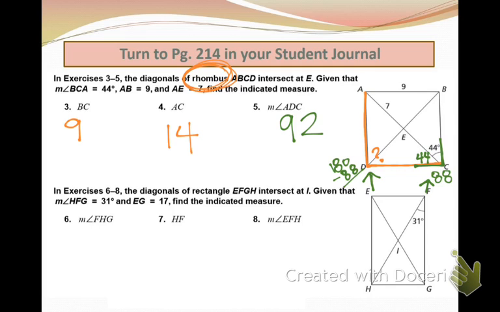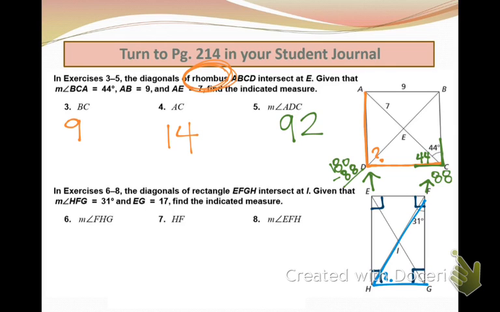All right, go ahead and attempt 6 through 8. Okay, 6 through 8, what kind of shape are we looking at here? Rectangle. What do you know about the angles in a rectangle? 90. They're all 90. Thank you, Christian. So it asks for us to first find angle FHG. So that's this angle right here.